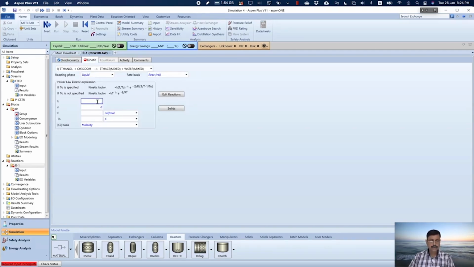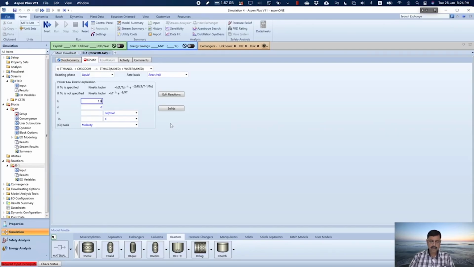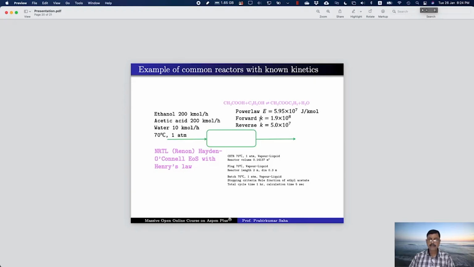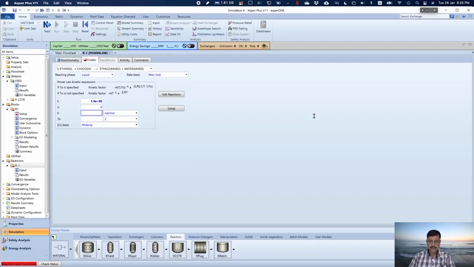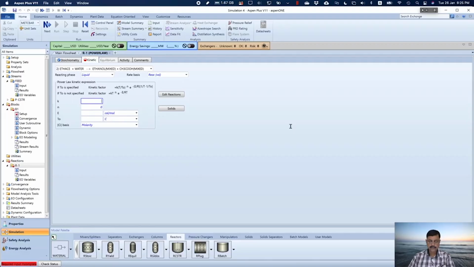So the K value for the forward reaction is 1.9 into 10 to the power 8, and the E value, activation energy, is 5.95 into 10 to the power 7 joules per kilomole. So this is for reaction number 1. For reaction number 2, the reverse reaction, K is 5 into 10 to the power 7, and the activation energy is the same, which is 5.95 into 10 to the power 7 joules per kilomole. Now the reactions are defined.